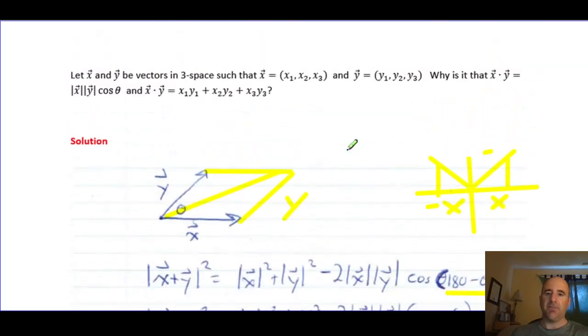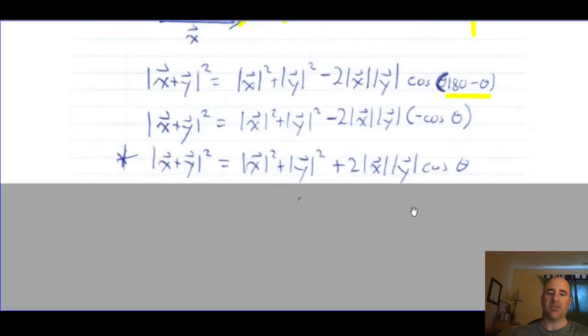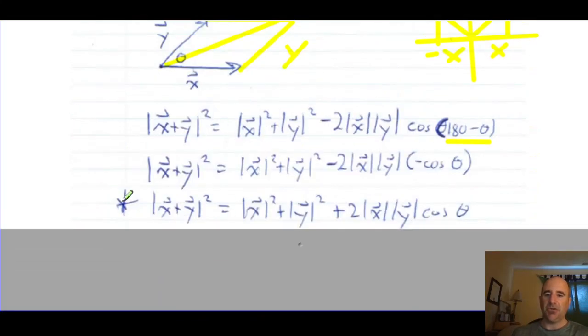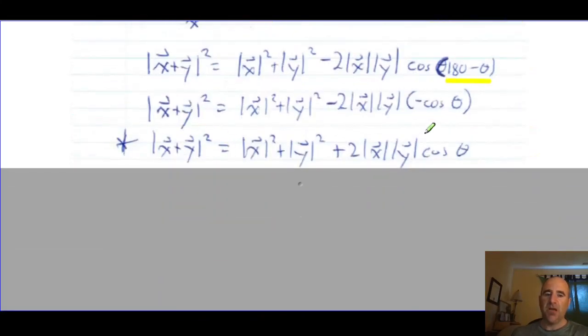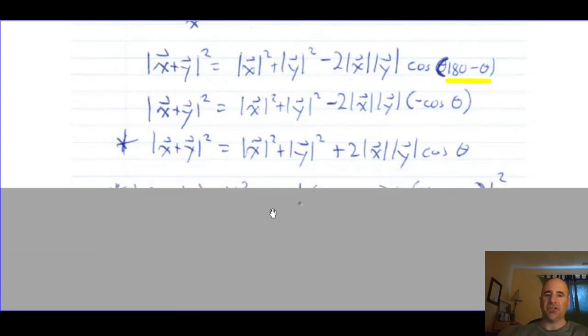So I'm going to flip back and forth between talking about x and y in component form, and talking about them in geometric form, like the picture of the vectors. Here I'm talking geometric. I put a little star beside this equation because sometimes when you're doing a proof and you want to refer back to an equation, you might just use a simple little star.